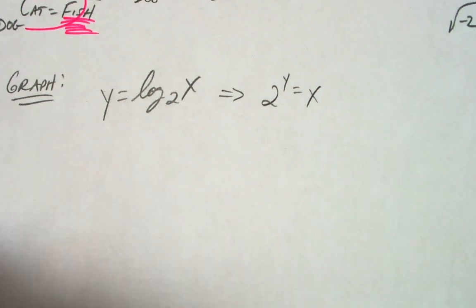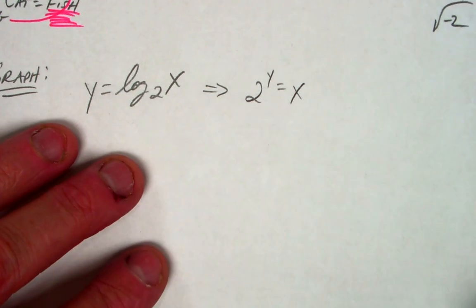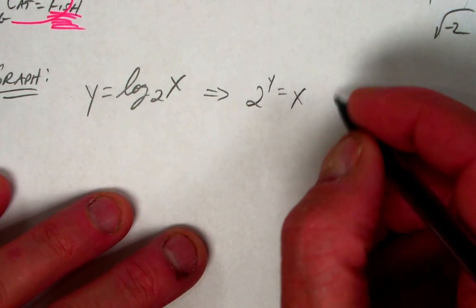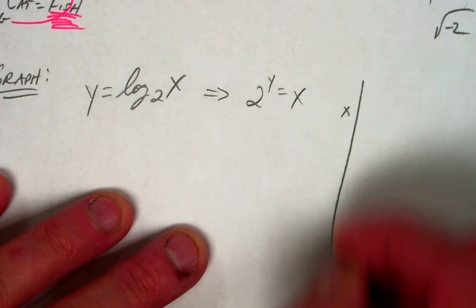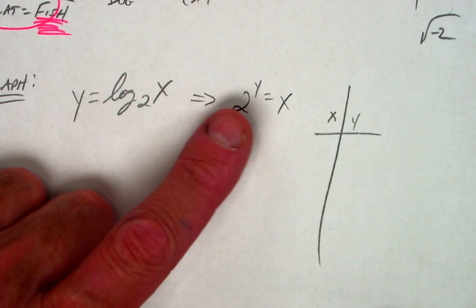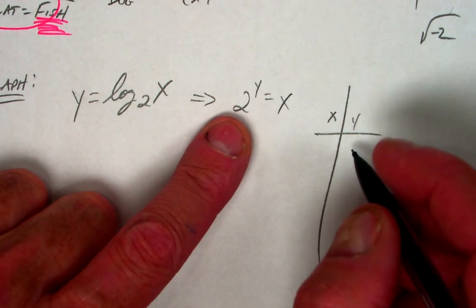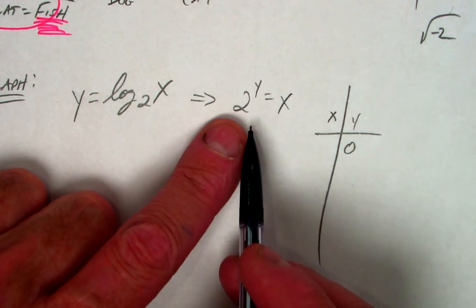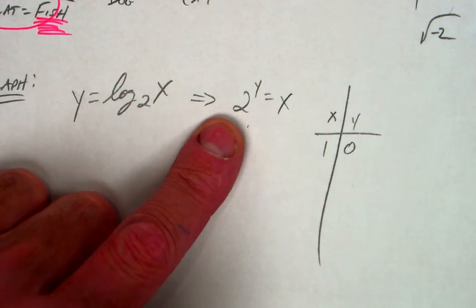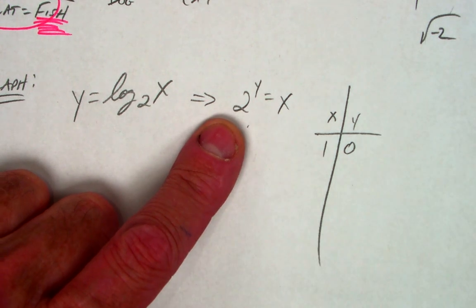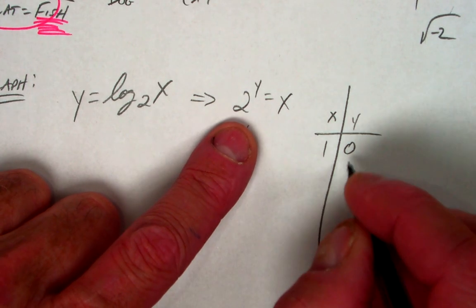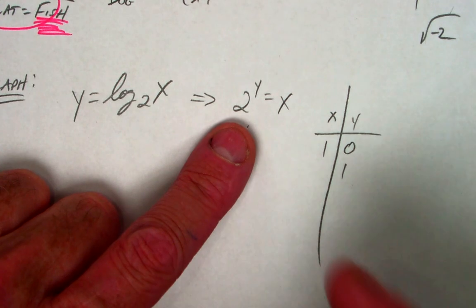Okay. This is a little trick that this book taught me. I've never used this method before. I think it's kind of cool. If I go x and y, let's pick y's. If I go 0 for y, what's my x? 1. So on my graph, I have the point 1, 0. What if I put in 1 for my y? What do I get? 2.